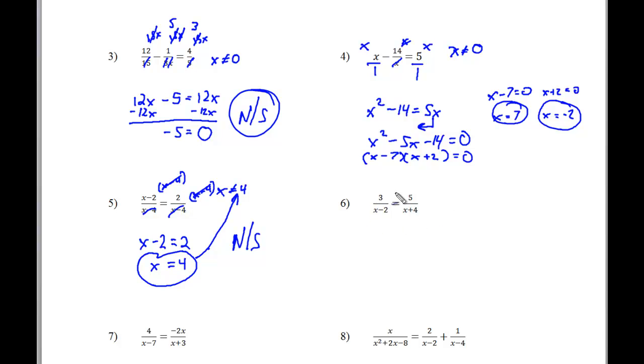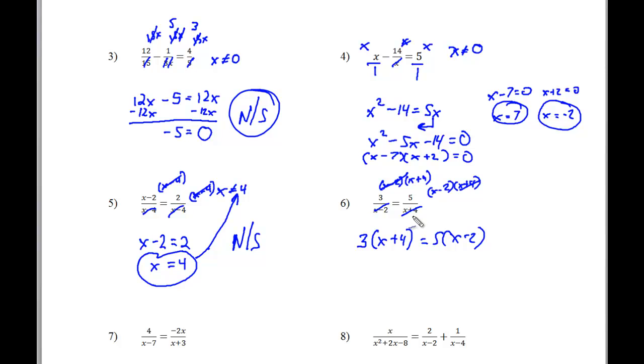This crisscross example is going to be more apparent when we look at a problem like number 6, where these are different. To clear the denominator, the lowest common denominator of this problem is x minus 2 and x plus 4. So if I multiply this side by x minus 2, x plus 4, and I multiply this side by x minus 2, x plus 4, we're going to have some simplification. This simplifies and this simplifies, which leaves me with 3 times x plus 4, and this leaves me with 5 times x minus 2.